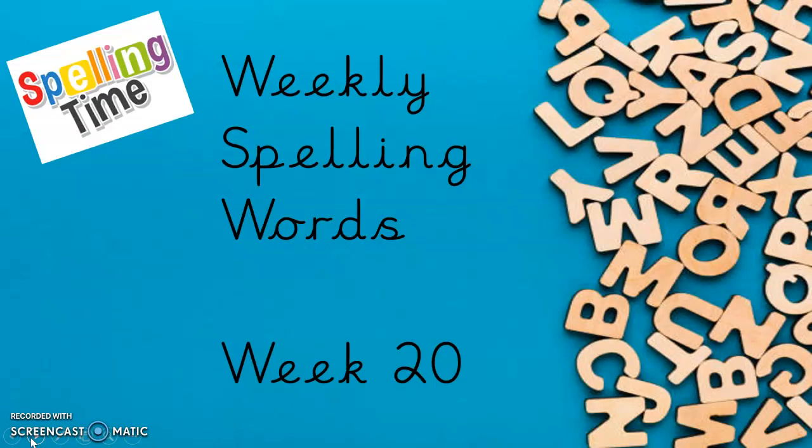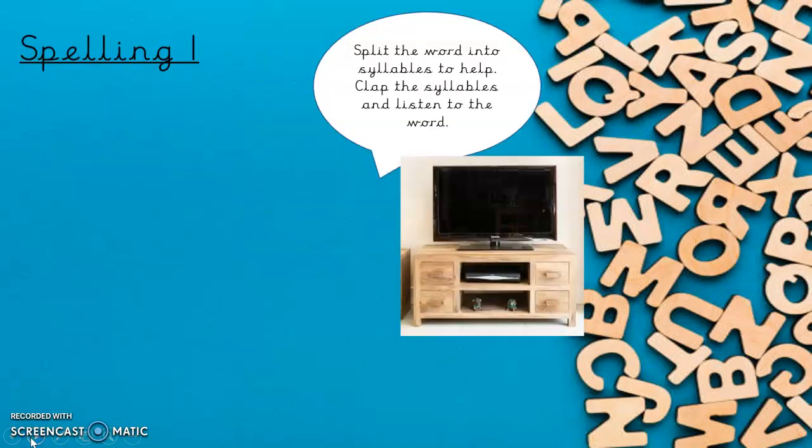So week 20 now, let's see what our spellings are this week. Well, our rule this week is a word family, uni. So spelling one is unit.